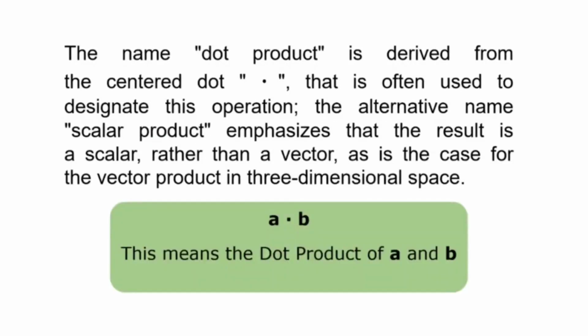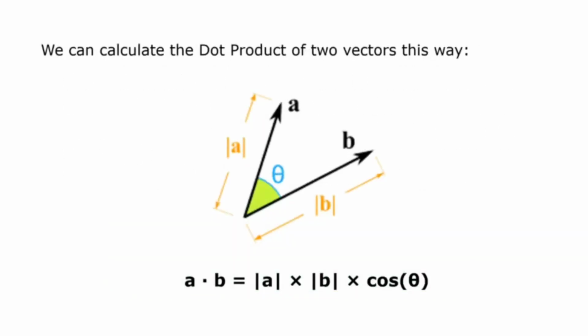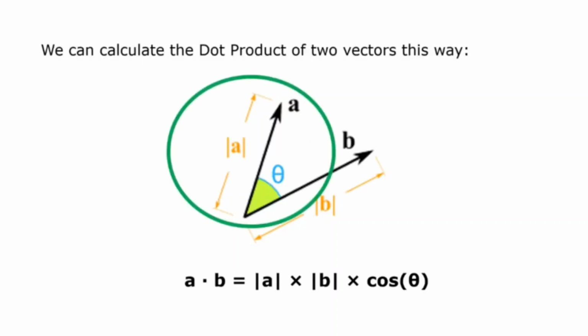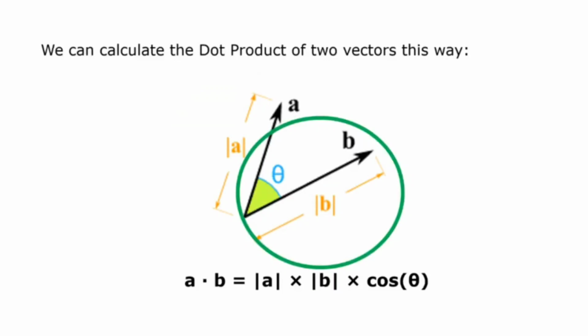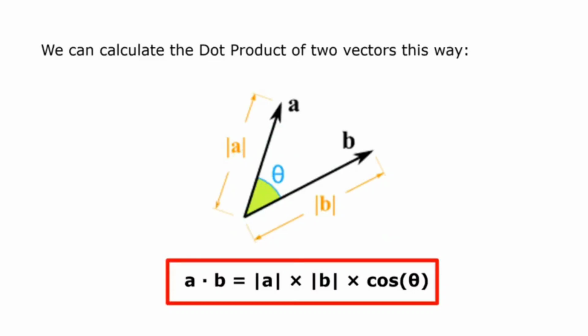It is written as A dot B, which means the dot product of A and B. We can calculate the dot product of two vectors this way, where A is the magnitude or length of vector A, B is the magnitude or length of vector B, and theta is the angle between A and B. So the scalar product of two vectors A and B is defined as A dot B equals AB cosine theta.